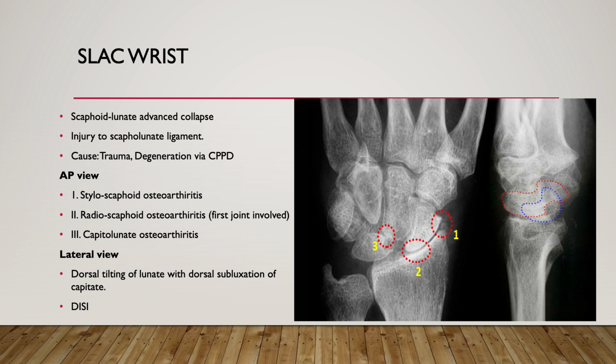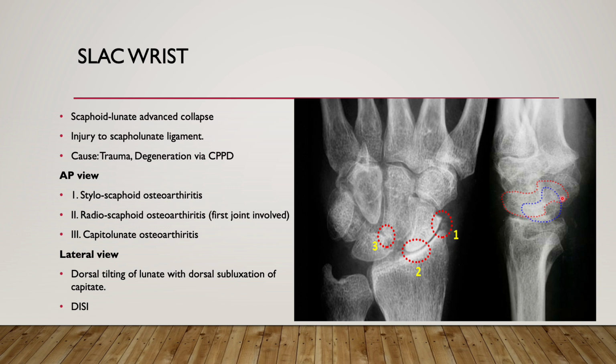Then there is something known as SLAC wrist. SLAC stands for scapholunate advanced collapse, right? There is an injury to the scapholunate ligament. The cause could be either trauma or degeneration like CPPD. Here on the AP view we are seeing, first, styloscaphoid osteoarthritis, right? As we can see here, this is the styloid process, this is the scaphoid, and there is increased density, so we are interpreting osteoarthritis. Second is radioscaphoid osteoarthritis, which is most commonly involved. And third is capitolunate osteoarthritis, right? This is the capitate, this is the lunate.